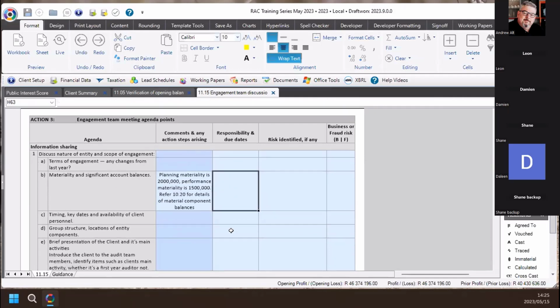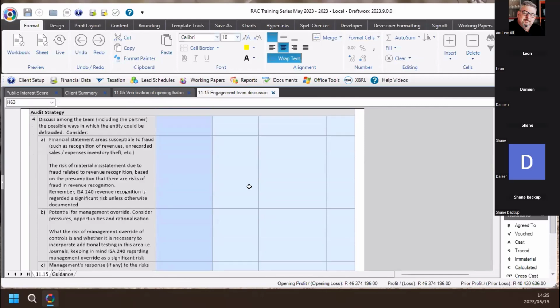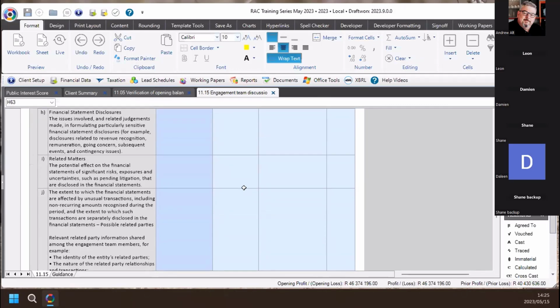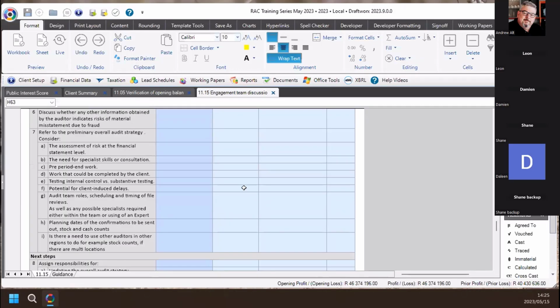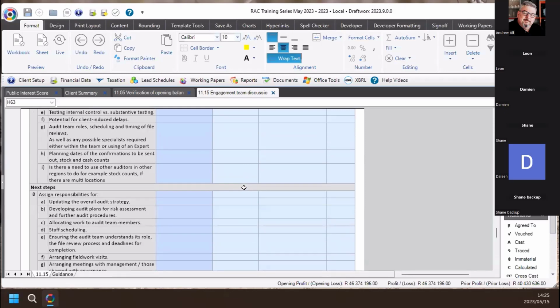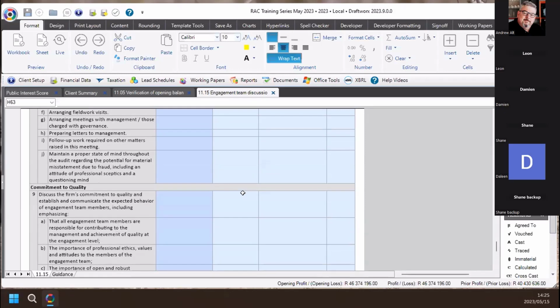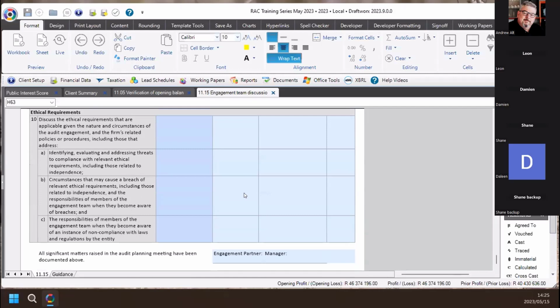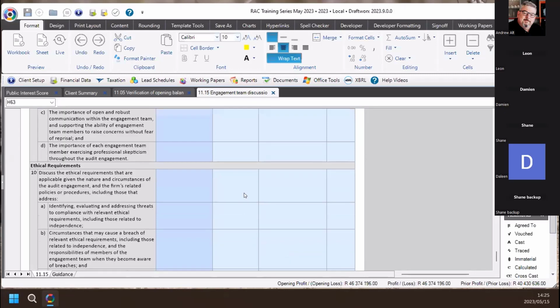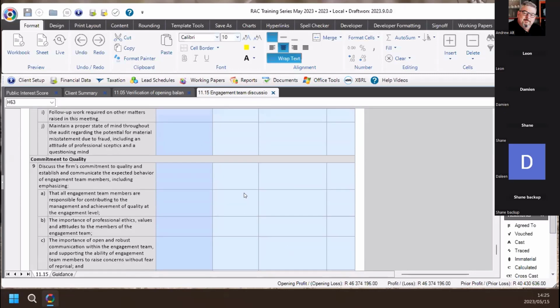Responsibilities and due dates, folks, this is up to you how much detail once again goes into this document. If you're dealing with a very small client, a lot of the stuff you might just decide is not applicable and you're not going to put anything in there. But it does create a nice broad framework to enable you to have this discussion and make sure that you're at least covering the most important points.